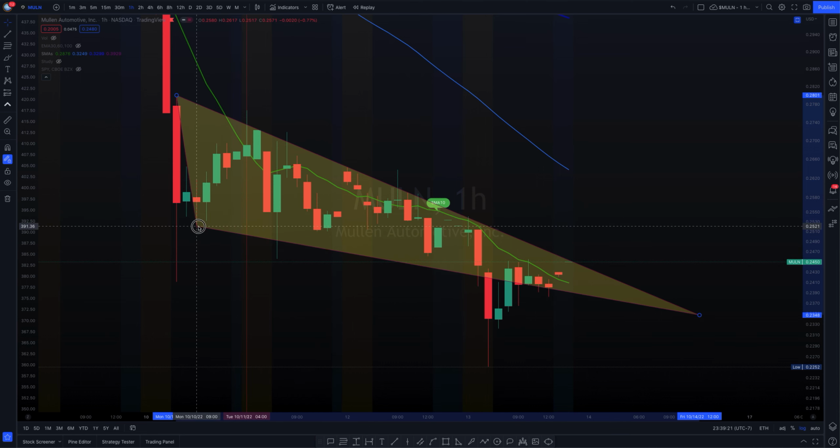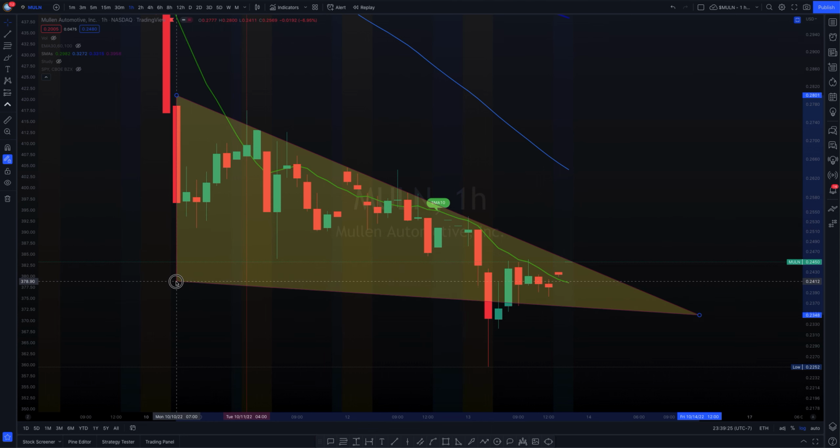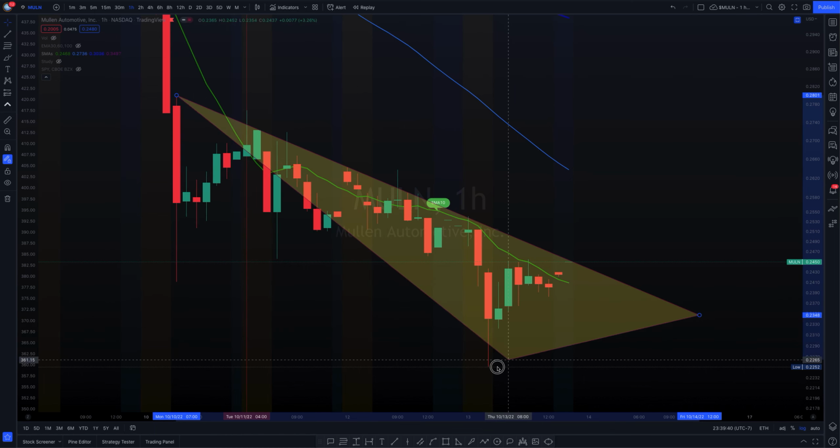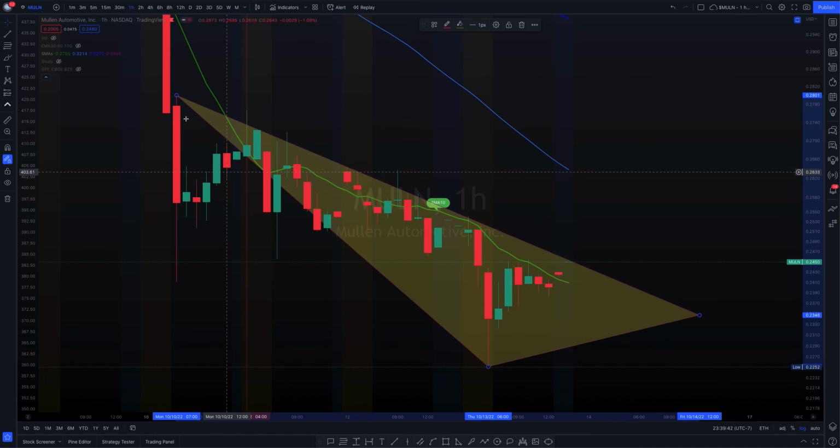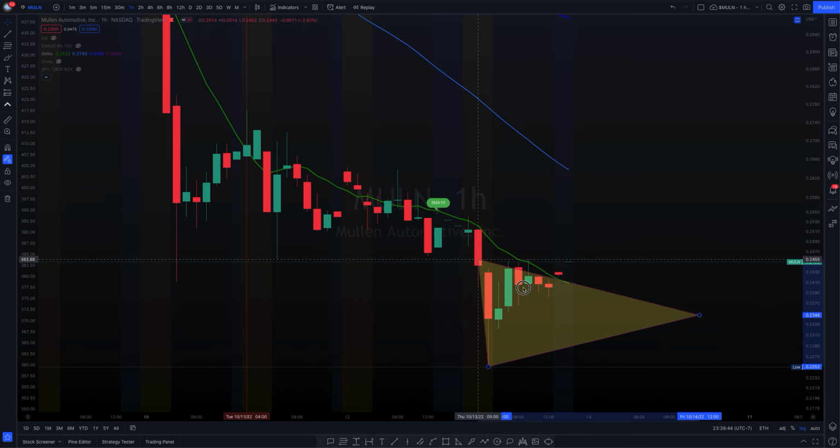Man, the last thing we want to do is to force a formation here. If we're looking at a larger triangle like this, we don't have any areas where we touch the support, so we actually can't really do that. But I do see an ascending triangle here.